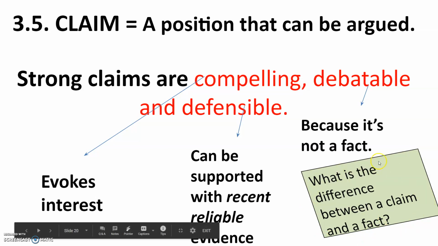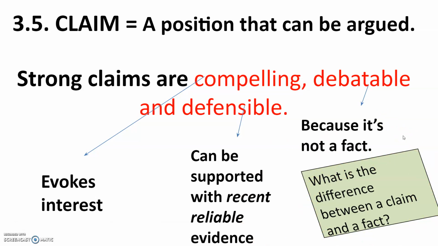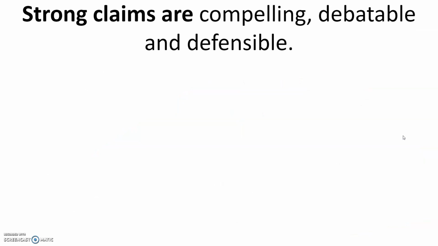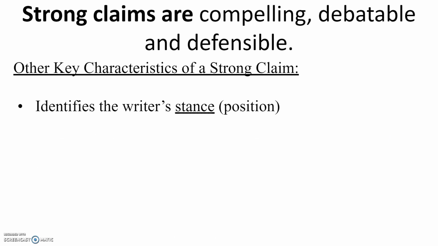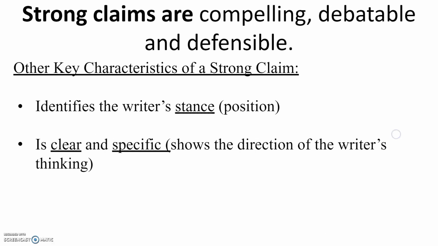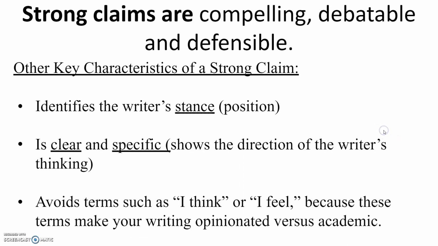What is the difference between a claim and a fact? A fact is proven, but a claim can be argued. Strong claims are compelling, debatable, and defensible. Other key characteristics of a strong claim include they identify the writer's stance or position, they are clear and specific, they show the direction of the writer's thinking, they avoid terms such as I think, I feel, or I believe, because these terms make your writing opinionated versus academic.